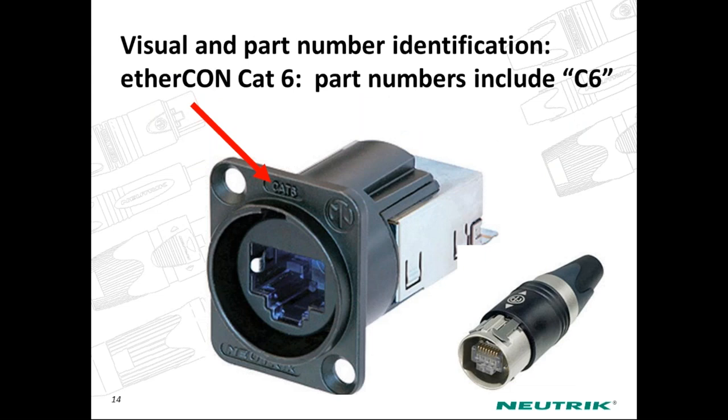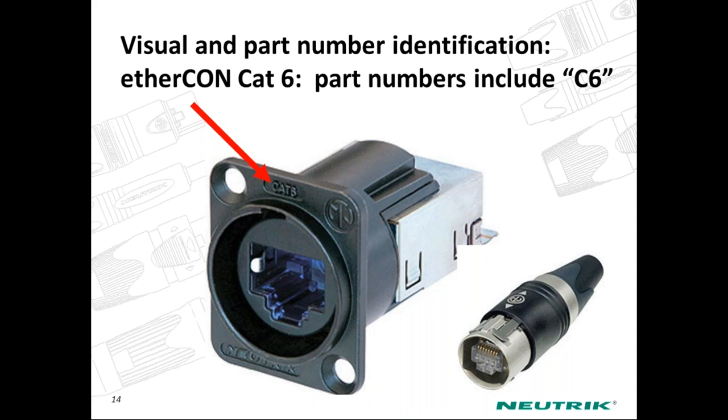There's always this question of, well, how can I tell which etherCON family it is? And it's actually pretty easy once you know it. The etherCON Cat6 connectors include Cat6. I'm sorry, here I say it includes C6. I should say includes Cat6 on the chassis connector. The cable connector does not have an identification.